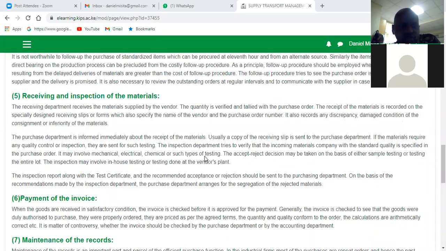Then the other thing is receiving and inspection of materials. Once the goods are delivered to your organization, they must be received and inspected. So the process of receiving and inspection is very critical because it helps you to be able to ascertain if the goods that were received were in good condition. It will also help you to ensure that you identify the damaged materials, or you identify the quantity of materials that are coming into the organization.